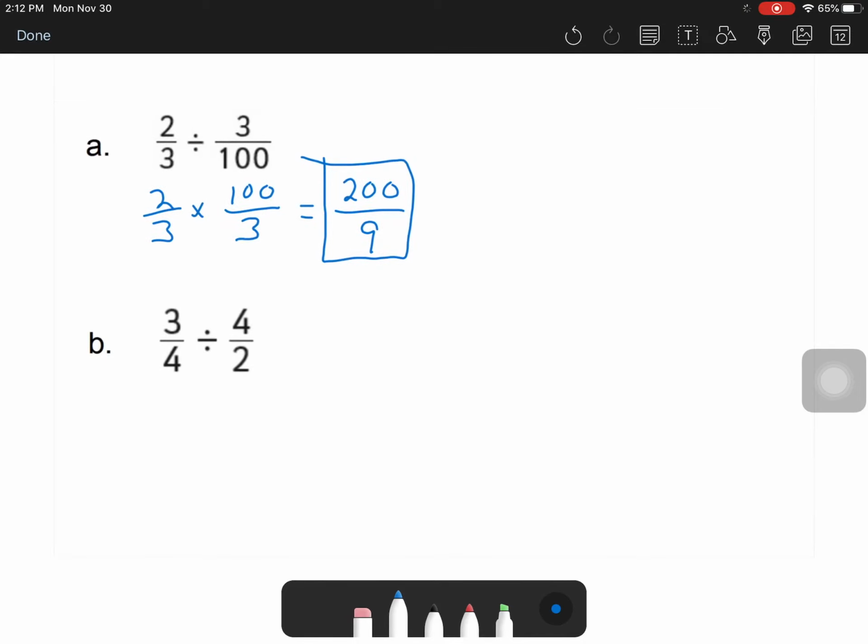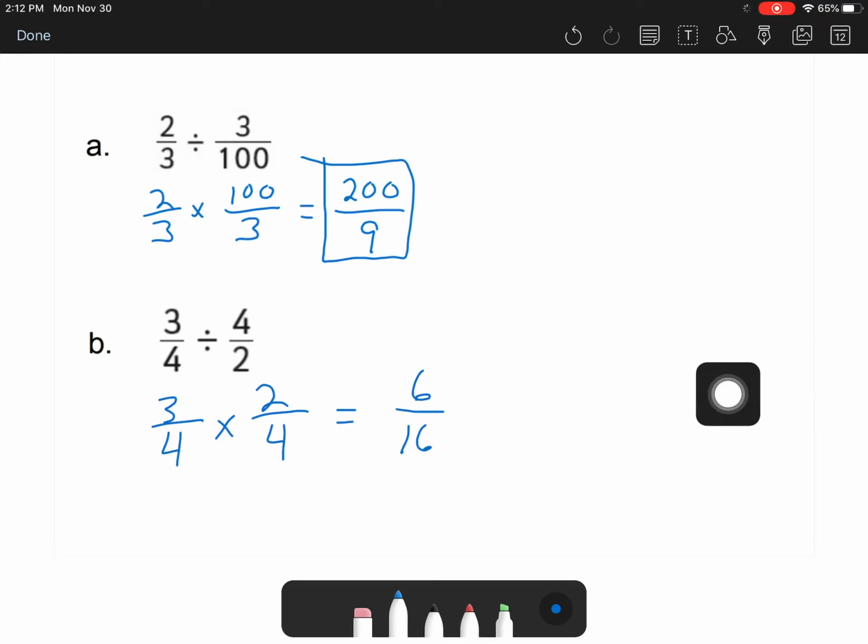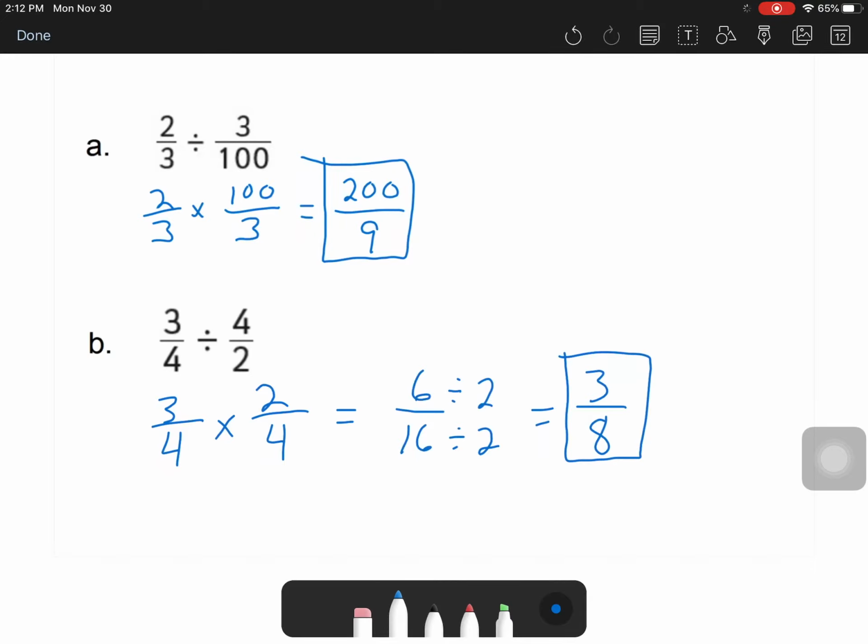All right, and then for part B, we're going to take 3/4 times 2/4, flipping that one over, and we're going to multiply across and get 6 over 16. And 6 doesn't go into 16, but they're both even numbers, so I can divide them by 2. 6 divided by 2 is 3, and 16 divided by 2 is 8. So I should get 3/8 for that one.